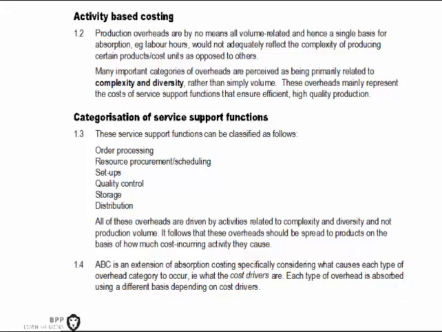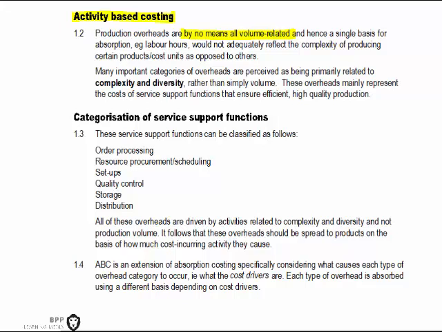In activity-based costing, we don't just have one overhead absorption rate. We're going to recognise the fact that a lot of production overheads are not volume related, and therefore using a single basis for absorption is not actually going to reflect the complexity of producing those products. What we're going to do is think about different activities and the way that those activities are driven by different things. The overheads mainly represent the costs of service support functions that ensure efficient, high quality production.